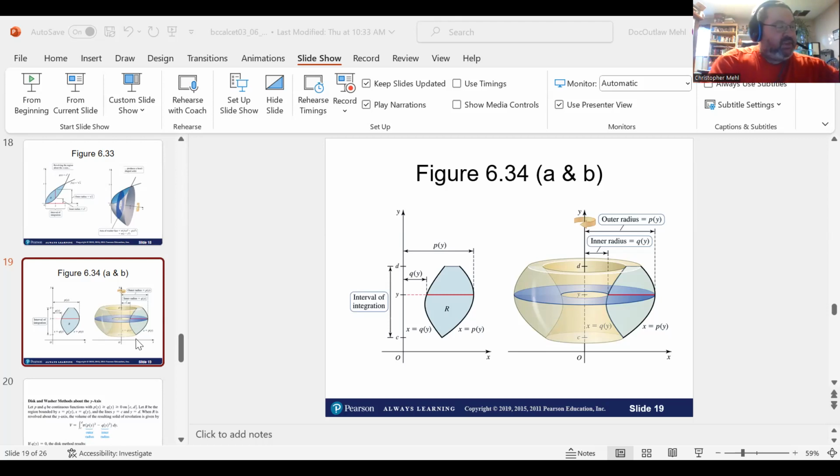The concept, everything's the same. All we're doing differently is that now we're going to integrate with respect to y instead of x. So here's our setup. Let me make this a little larger here.